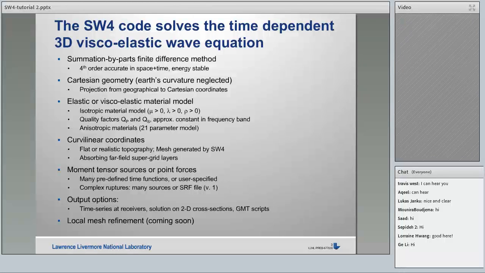So after you run SW4, you can produce many types of outputs. For instance, the time series at various receiver locations, and you can also have cross sections of the solution or the material properties in so-called image files. And SW4 can also make GMT scripts to plot out the computational domain and all receivers and sources and so on. One feature that I was hoping I'd be able to tell you is all available now is almost done. We have local mesh refinement in the works, and that's coming soon.